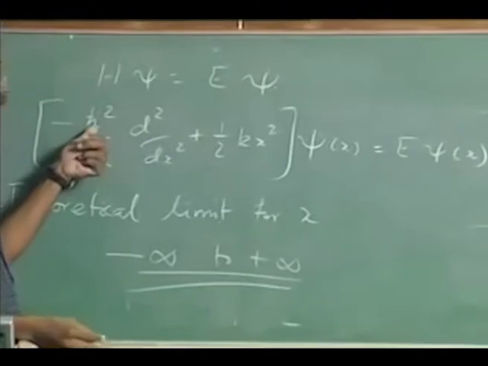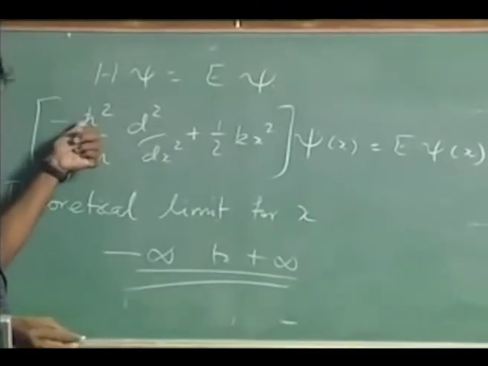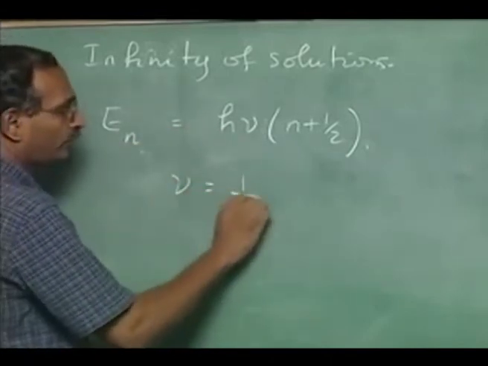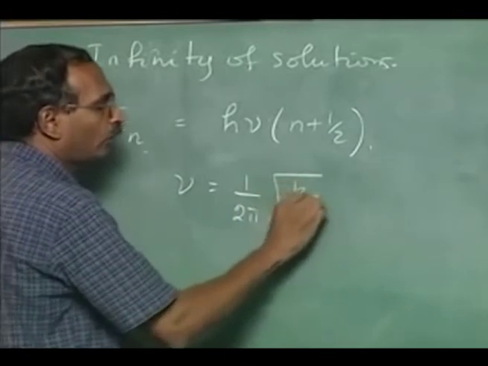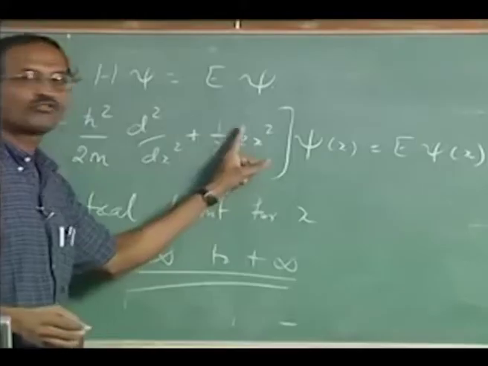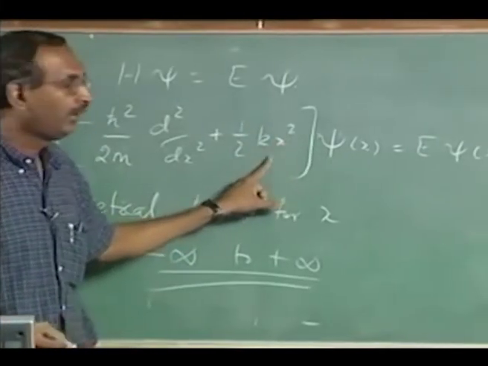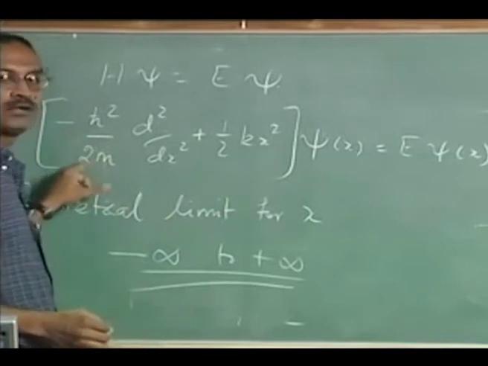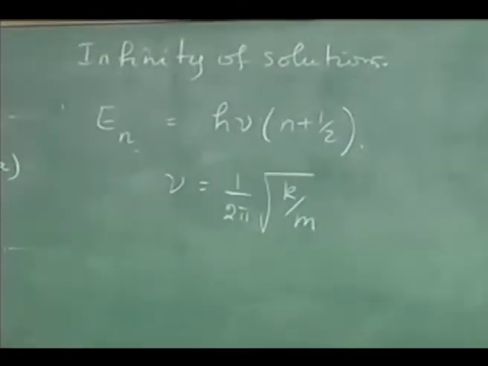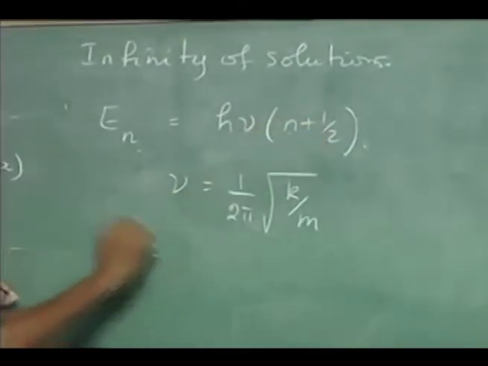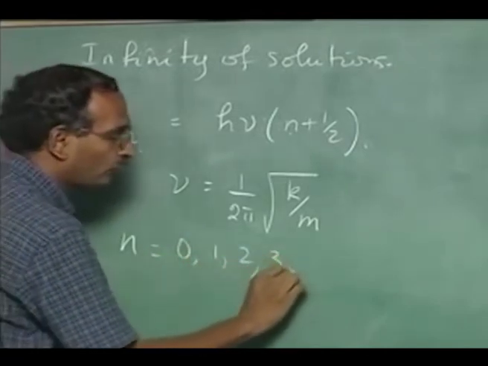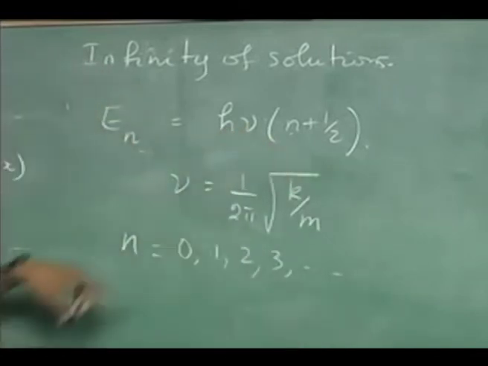h is already here in the differential equation, h bar squared, h by 2 pi is there. So when you solve, the h comes out. What is nu? Nu is 1 by 2 pi square root of k by m. k is the force constant associated with the potential, and m is the mass of the particle of the oscillator associated with its kinetic energy term. What are the values of n? Here, to our surprise, n equal to 0, 1, 2, 3, only integral values, but including 0.